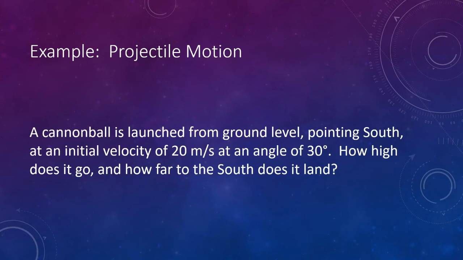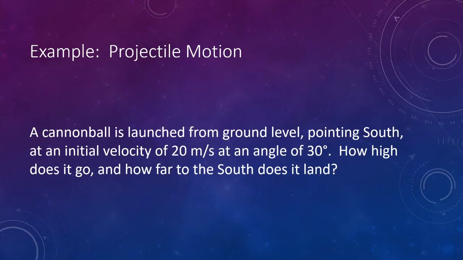We'll do a pretty common projectile motion style problem. So let's say we have a cannonball is launched from ground level pointing south at an initial velocity of 20 meters per second at an angle of 30 degrees. And we'll look at two scenarios, one looking at how high does it go and how far to the south does it land.